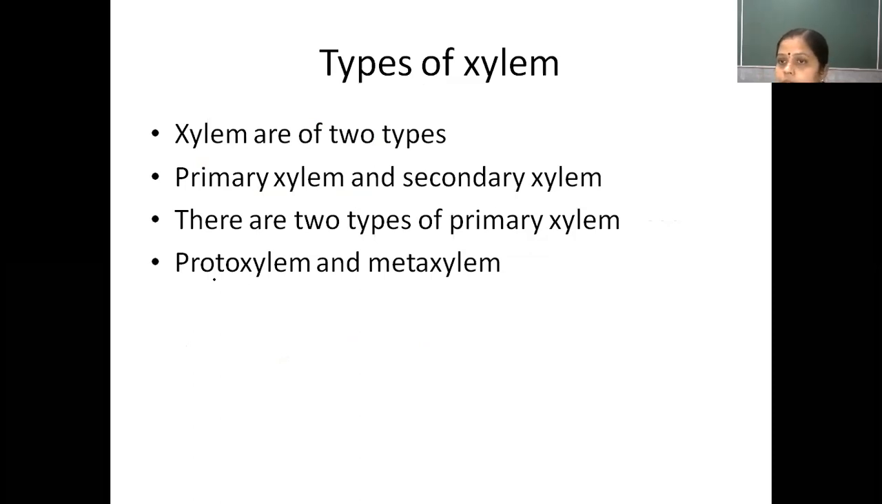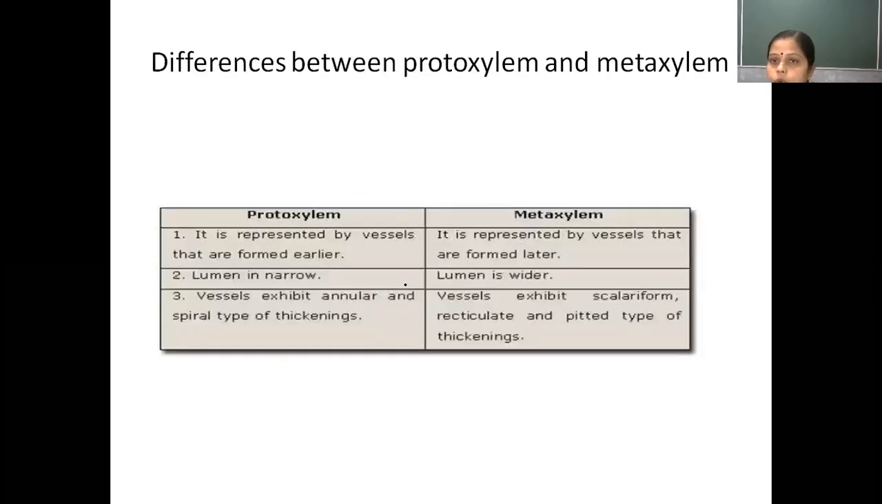Whereas what is secondary xylem? The xylem which is formed in the later part of the plant is called secondary xylem. Again, the primary xylem is divided into two types: protoxylem and metaxylem. So what is protoxylem and metaxylem? We have to know this because many questions have been framed on this concept.